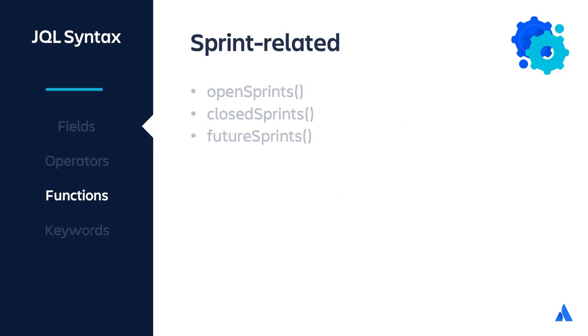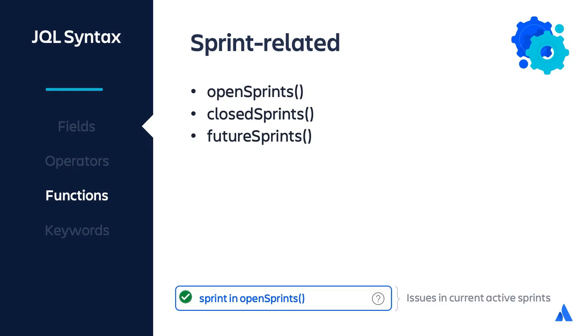These functions are all sprint related: open sprints, closed sprints, future sprints. Sprint in openSprints() returns issues in all currently active sprints. If there are no other clauses, then it will be all sprints in all teams or projects.